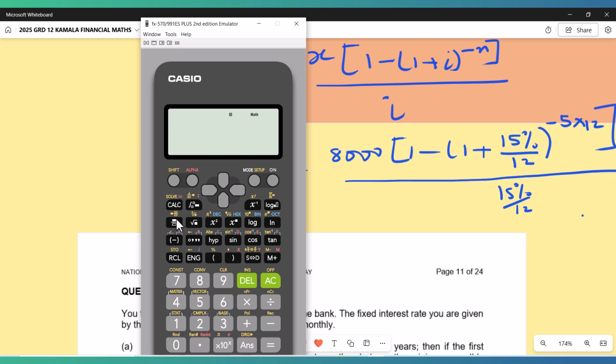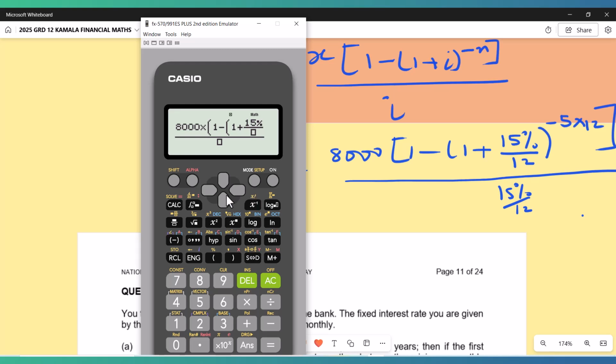We have the fraction, that is 8,000, right? 8,000, and then open bracket here, open bracket here. Then we have what? 1 minus, okay. This one is also another bracket again here, open bracket then 1 plus. Now, what we have here is a fraction, that is the 15%. So you say 15, then percent, all together, and then close the bracket.